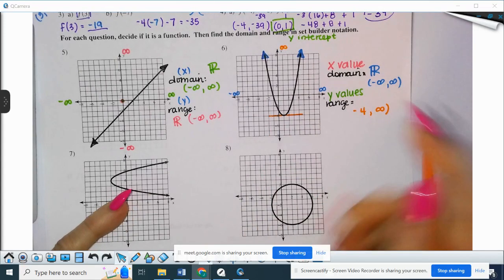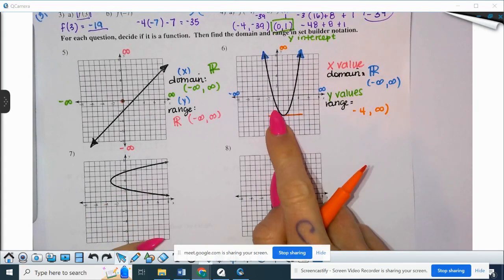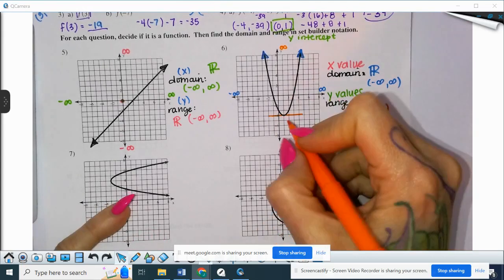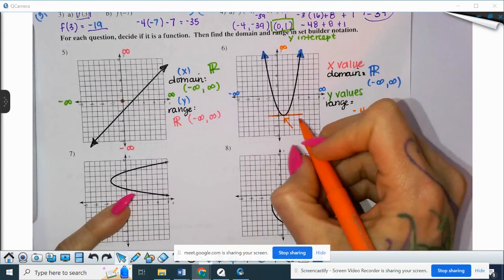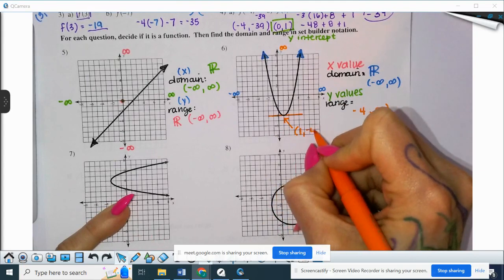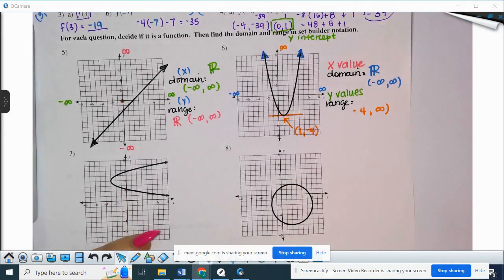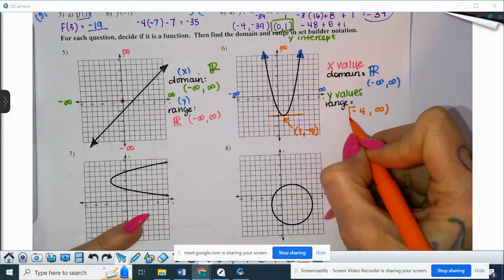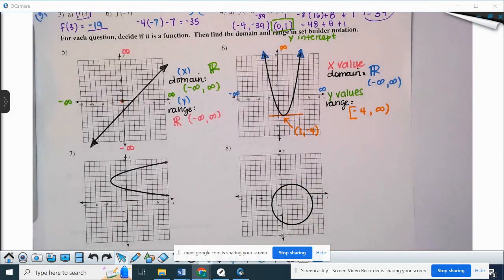Now, that graph actually touches -4 and then goes up because this is our vertex of that parabola, which will be 1, -4. So that coordinate does exist. So that's where you're going to put that bracket. That's that brick fence that you can sit on. Brick fence that you know is part of this conversation.